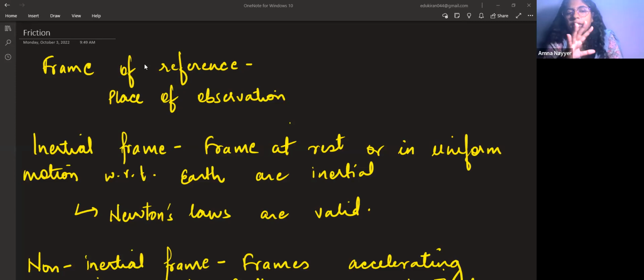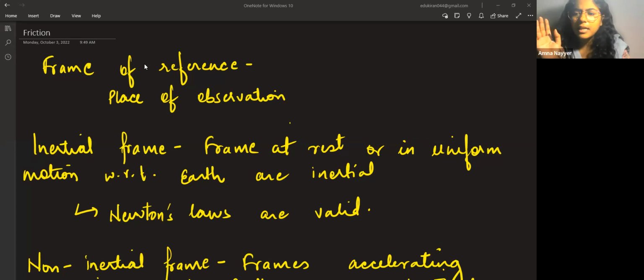Now see, before understanding friction properly, you have to understand the concept of frame of reference, which I started when we had started motion in a straight line. Remember that time, what did we discuss? We had discussed that frame of reference basically means place of observation. If you have one particular frame, one particular place of observation, another object can appear to be at rest or in motion to you.